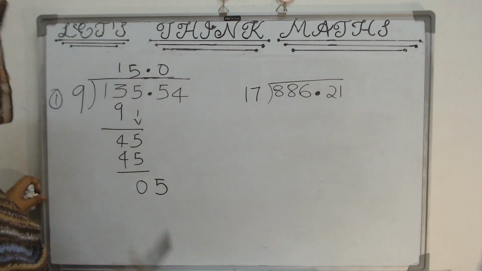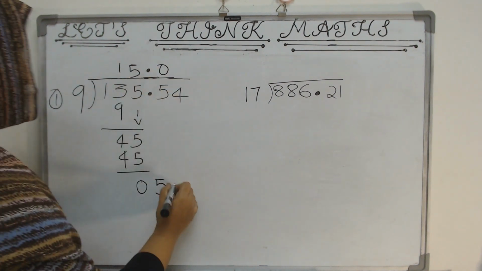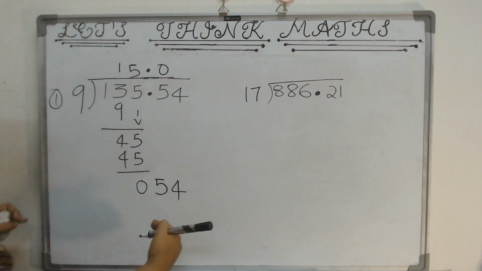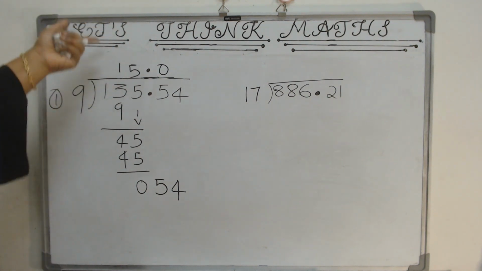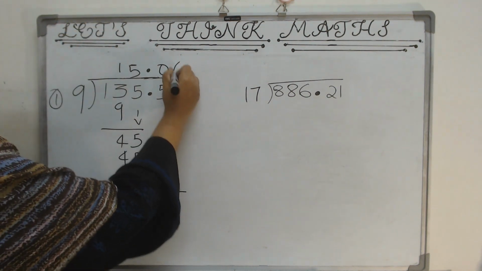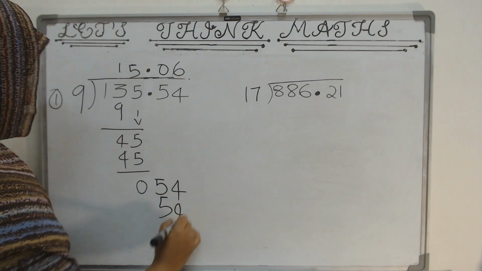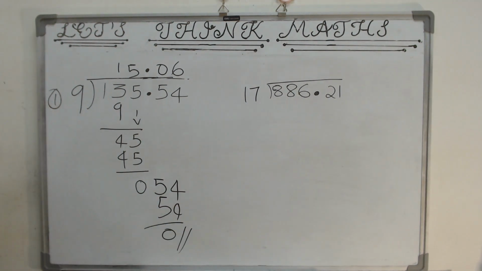1 digit, 1 zero. 2 digits, 2 zeros. So as many extra digits you are taking from the dividend, add that many zeros there. So that is the answer. We go on to the next question.